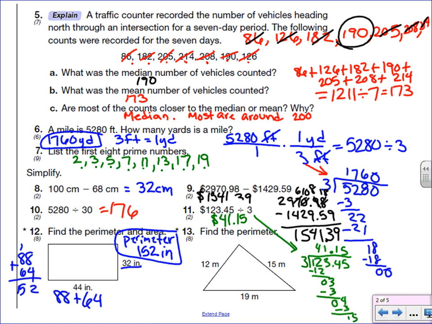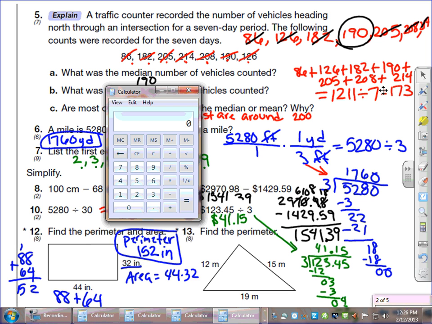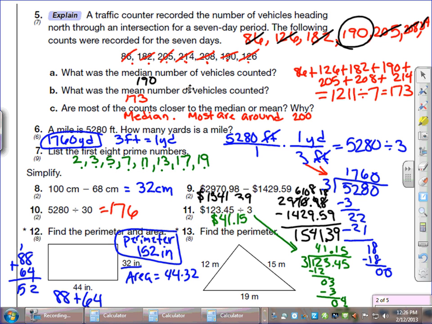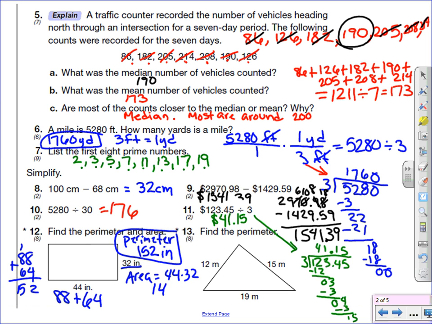And then to find area, I multiply those two numbers. So area equals 44 times 32. Is 1,408. And then that's in inches squared, since my original units are inches and area is the units squared.